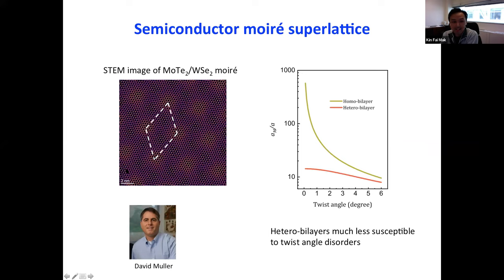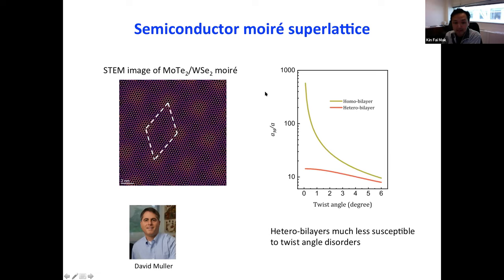You can see it under a scanning transmission electron microscope. This is a STEM image of another moiré system, which is molybdenum telluride on top of tungsten selenide. This is a collaboration with Dave Muller's group at Cornell. You can see that in addition to the very small atoms in the original materials, you can now see the development of a moiré structure because of the interference in the atoms. And you can zoom out of the image, even including 100 or 200 sites, and the moiré structure is very periodic. So the moiré structure is there.